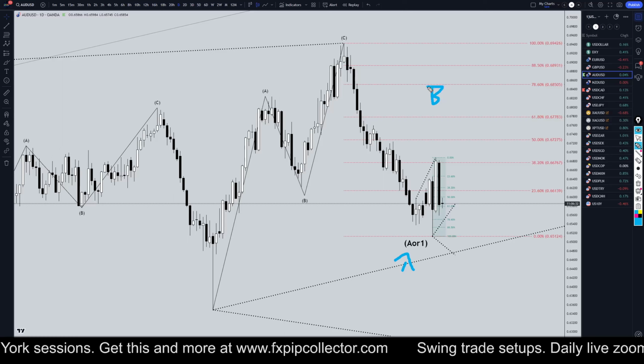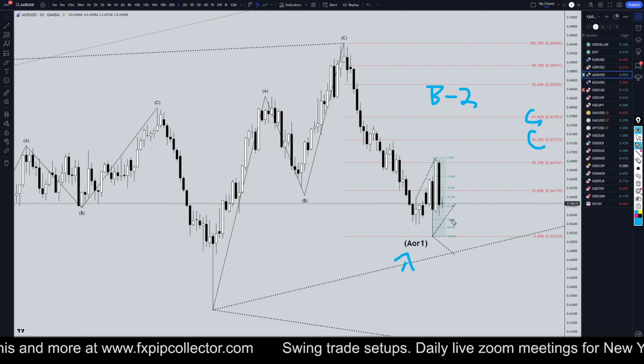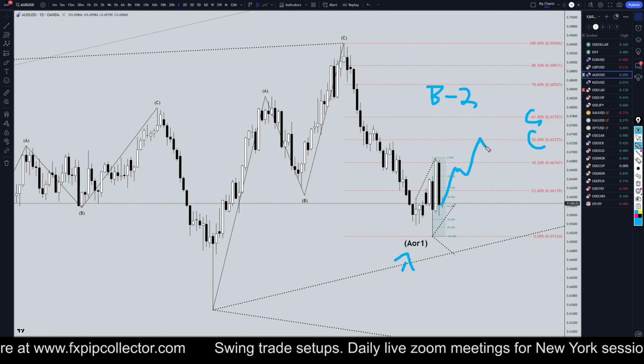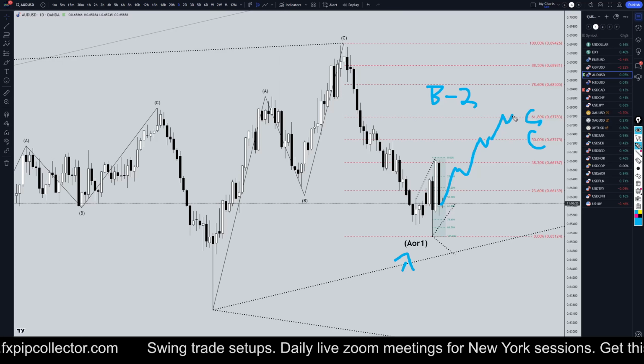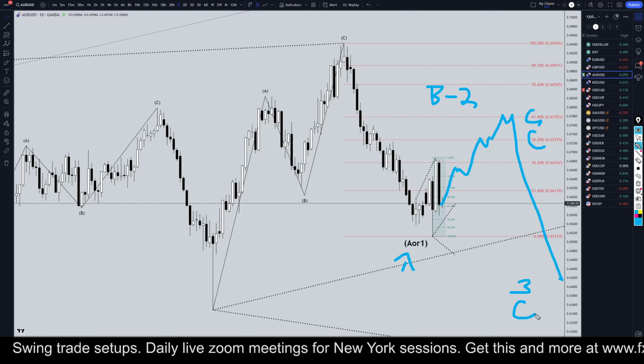I think that we're already in a wave B or a wave 2, which I believe will go up to either the 61 or the 50%. I think we're probably going to end up looking something like this, or maybe like this, before we head down for either a wave 3 or a wave C.